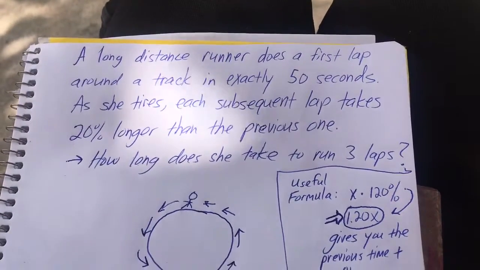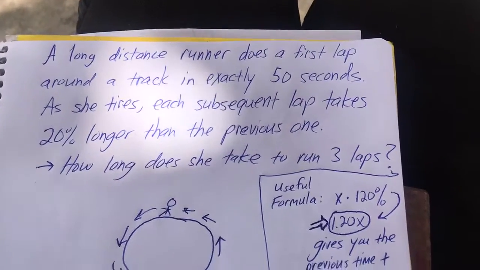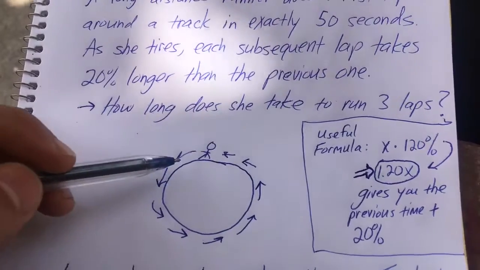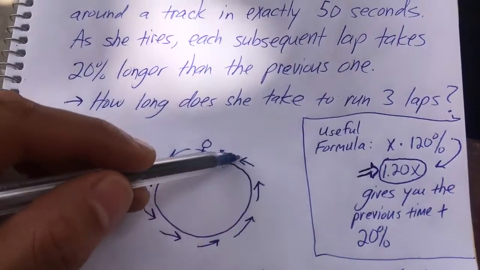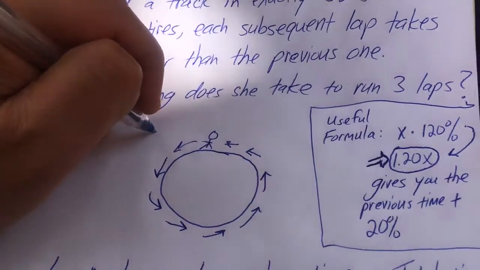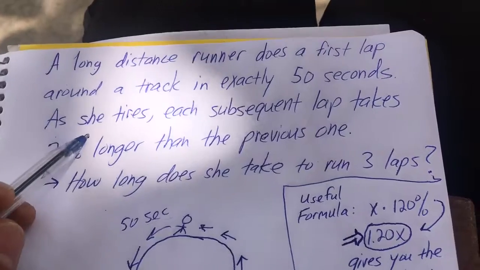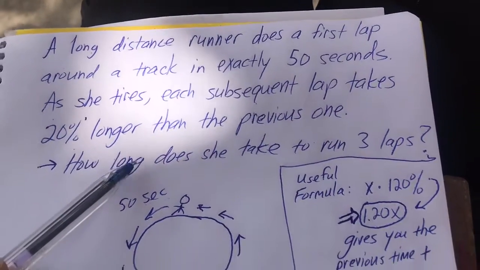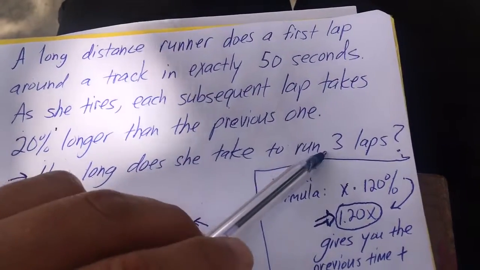Okay, so let's tackle this second problem. A long distance runner does a first lap around a track in exactly 50 seconds. So here's a picture. She can run around the entire track in 50 seconds. As she tires, each subsequent lap takes 20% longer than the previous one. How long does she take to run 3 laps?